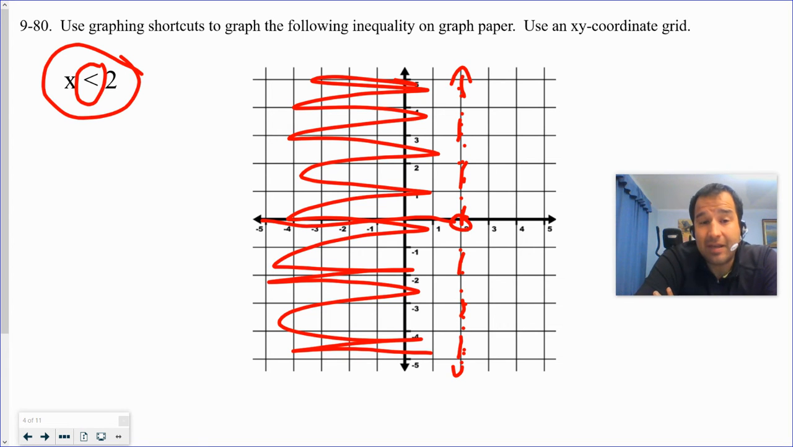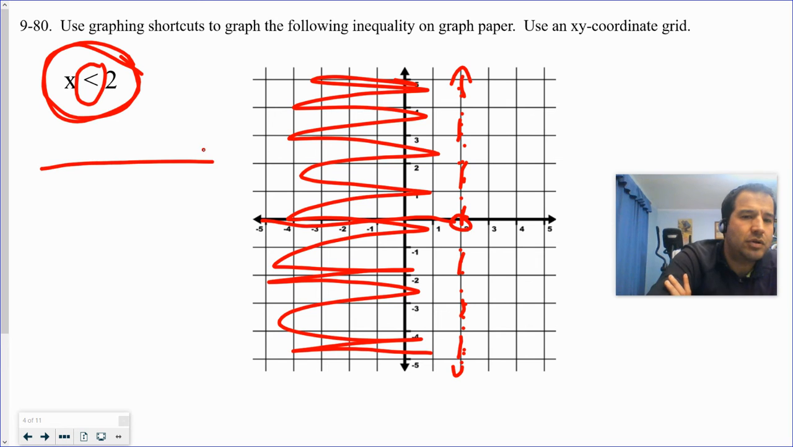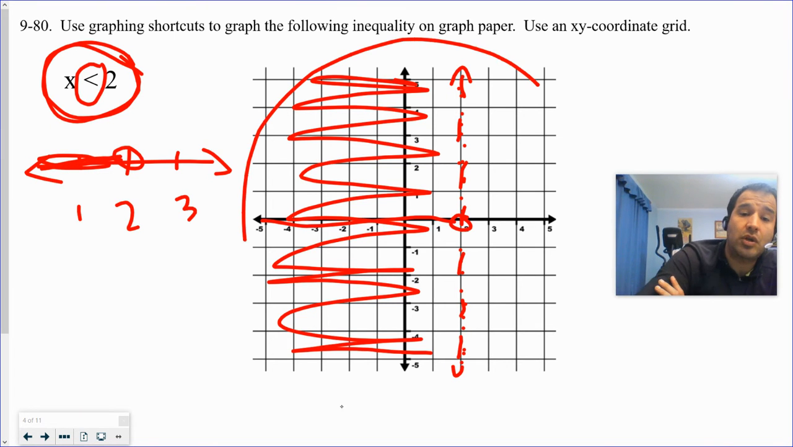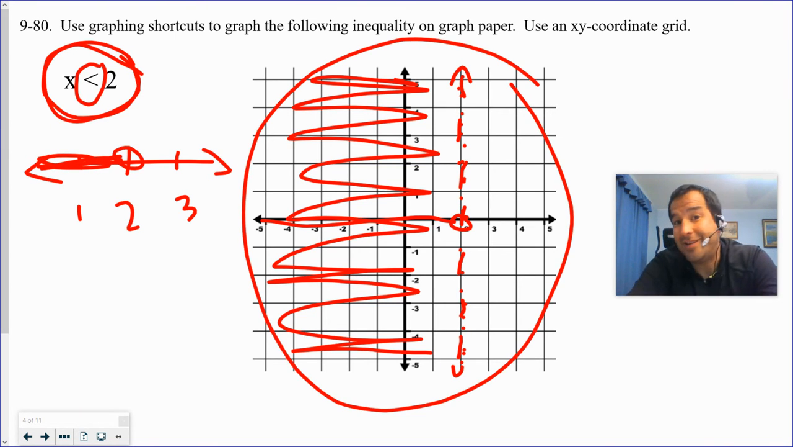Now, if I didn't have that, if I just said, show me somehow, most of us would go to just a number line and say 1, 2, 3. Hey, it's empty there, and then everything shaded over there. That's fine, but on a coordinate grid, it would have to look like that. Did I get you? Did you get it right? Okay, good. One more.